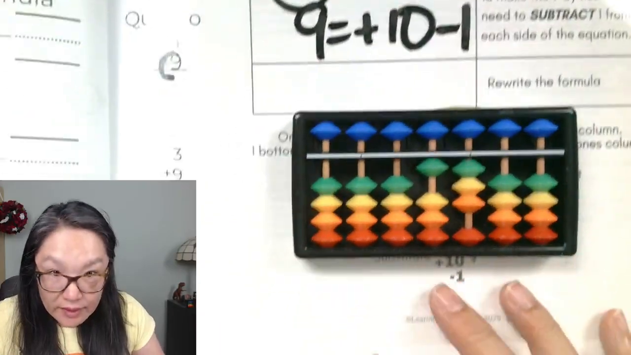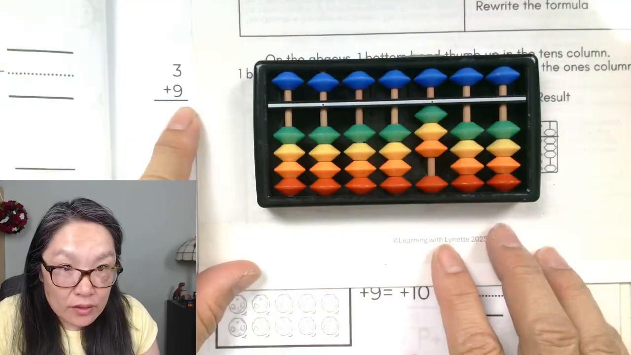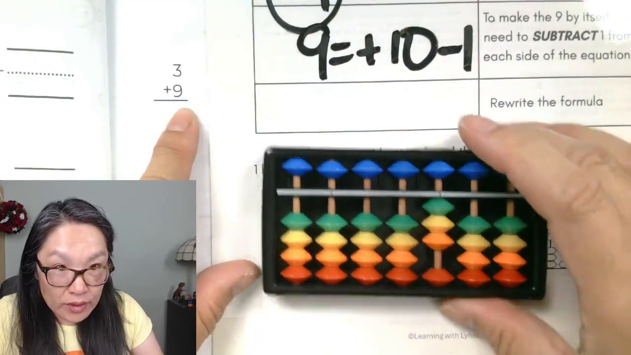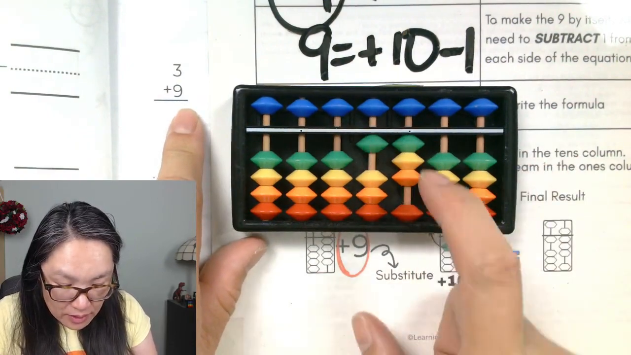So we can do the same thing. Let's do 3. After we do 3, we want to add a 9. When we add a 9, we don't have enough beads to add the 9. Again, what are we going to do? We're going to plus the 10, take away the 1.